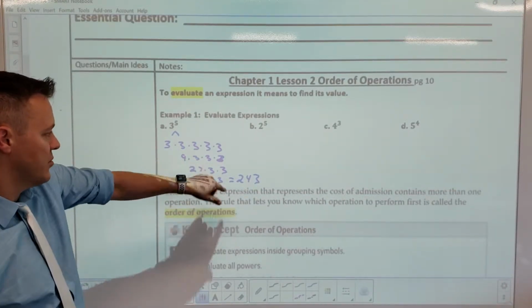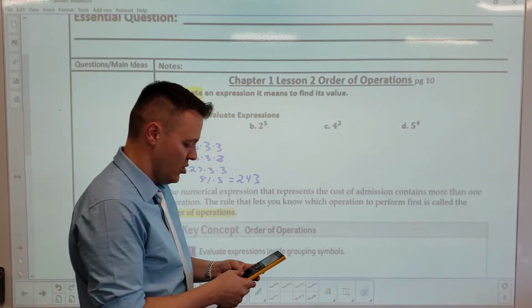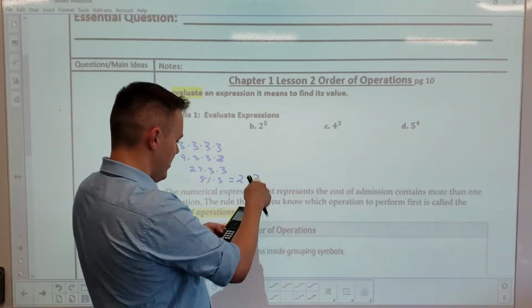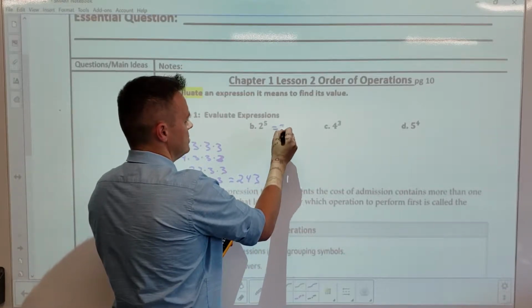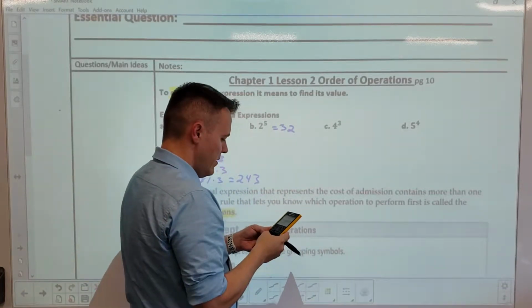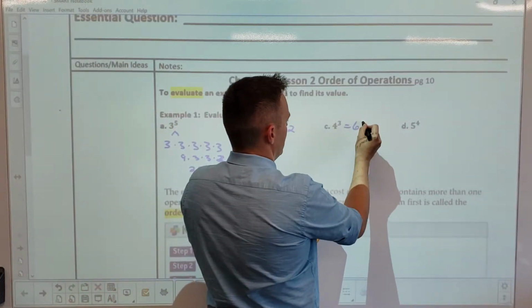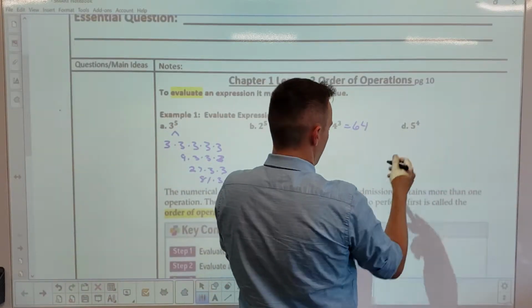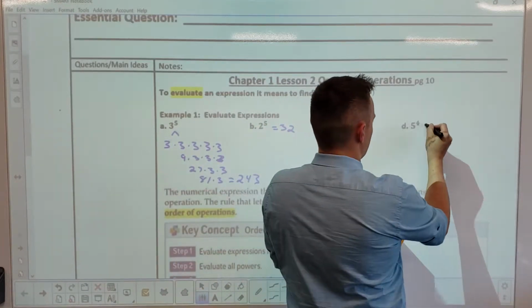Sorry, that's supposed to be a 3. One way easier to do it is just use a calculator in this instance. So the next one, 2 to the power of 5, is going to be 32. 4 to the power of 3 is going to be 64. And then this would be 5 fours. So 5 to the power of 4 is going to end up being 625.